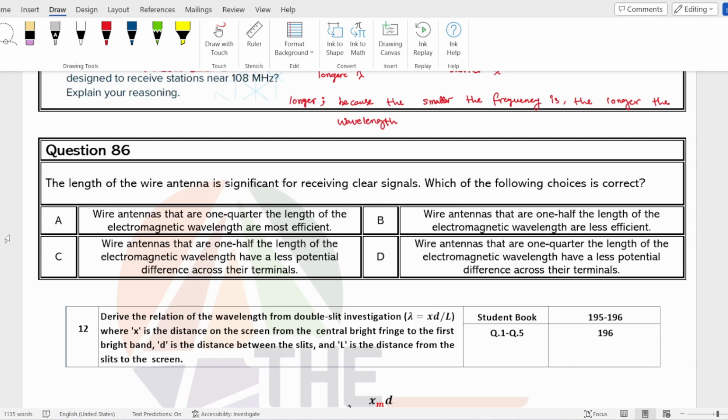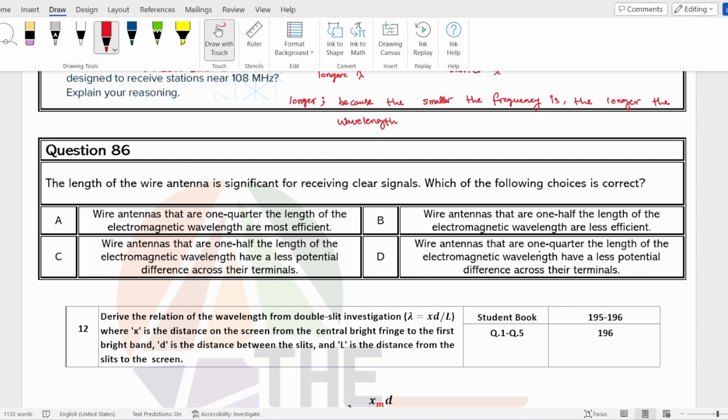Which of the following choices is correct? A. Wire antennas that are 1/4 the length of the electromagnetic waves are the most efficient. B. Wire antennas that are 1/2 the length of the electromagnetic wavelength are less efficient. C. Wire antennas that are 1/2 the length of the electromagnetic wave have a less potential difference across their terminals. D. Wire antennas that are 1/4 the length of the electromagnetic wavelengths have a less potential difference across their terminals. Of course, answer D is correct.